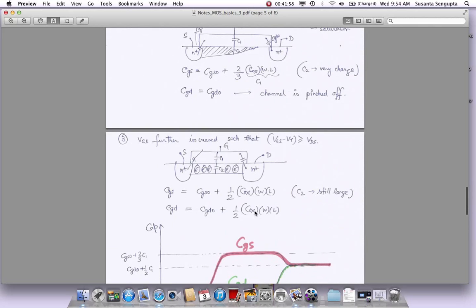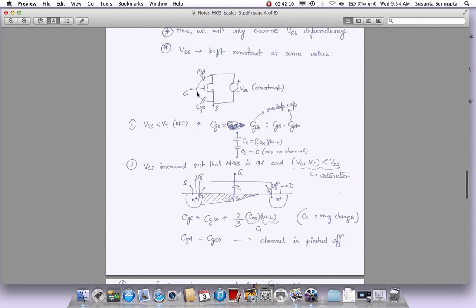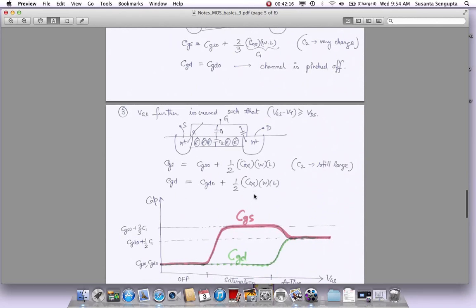Next we go to the case where VGS is further increased. So now we're going to increase the VGS further. Then what happens is at some point VGS minus VT, which is V on, will become bigger than VDS. So whatever our fixed VDS applied across this, now we have turned it on heavily where this is not in saturation anymore. It transitions from being in saturation into the linear region.